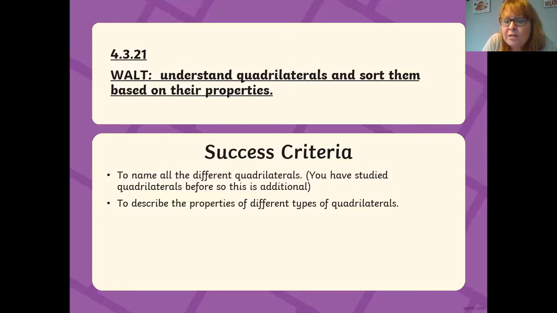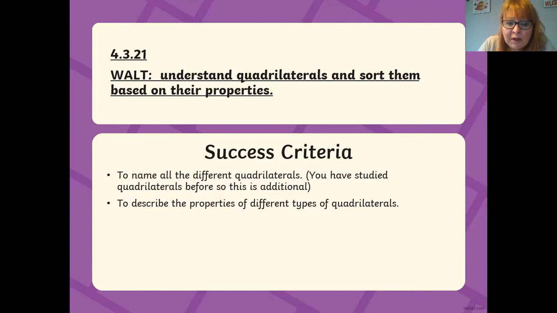So we're going to understand quadrilaterals and sort them based on their properties today. Now that's quite a long learning objective, but if you pause the video, you should be able to write that down. If you want to, you can shorten it to understand quadrilaterals. It doesn't matter too much because you would be sorting them on their properties.